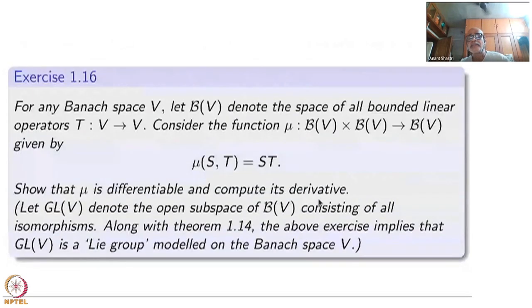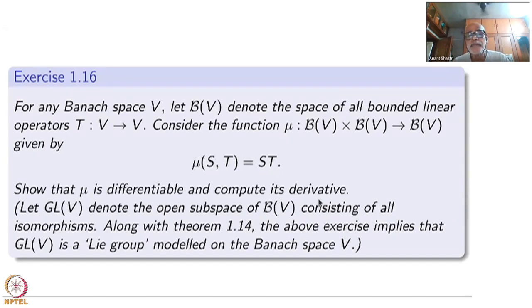So here is an exercise. I am not going to use it in the course, but this is something which is very, very useful for people who do Lie groups and so on. So that's precisely what it is. Take any Banach space V, let BV denote the space of all bounded linear operators from V to V. Okay, then this becomes a group of automorphisms, obviously, right? You can compose, you can take the inverse, and this is a group.